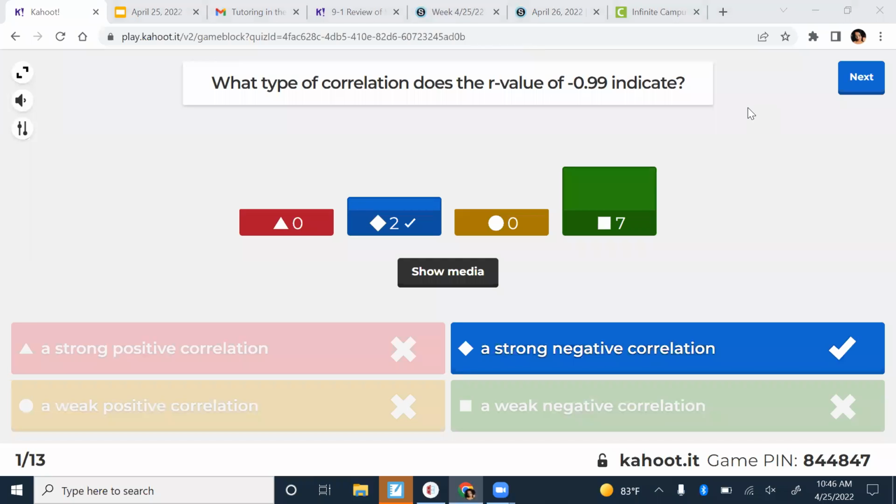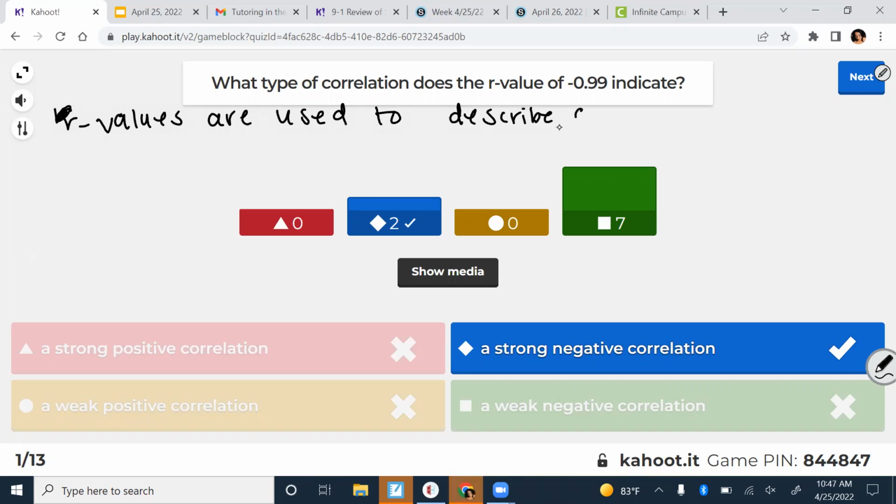Recording in progress. So at least we know that it is negative for sure, because it's a negative number. I would write down the stuff that I'm writing. I would put this in the correlation box. Right, but R values are used to describe correlation. In the first box, like you see how the subject says correlation, R values, I would put it next to that. So R values are used to describe correlation.